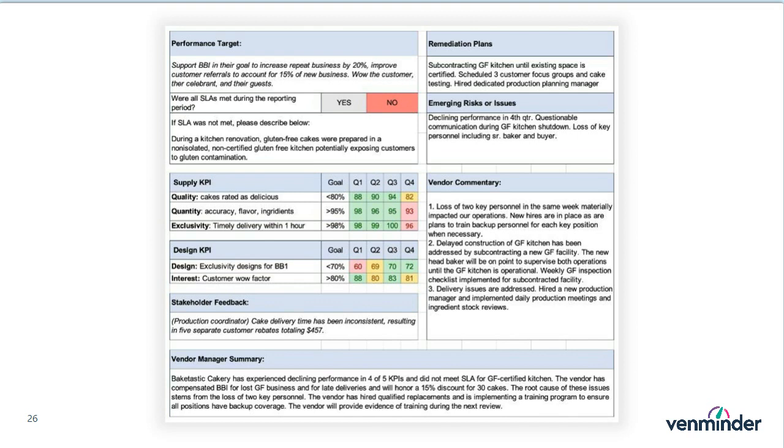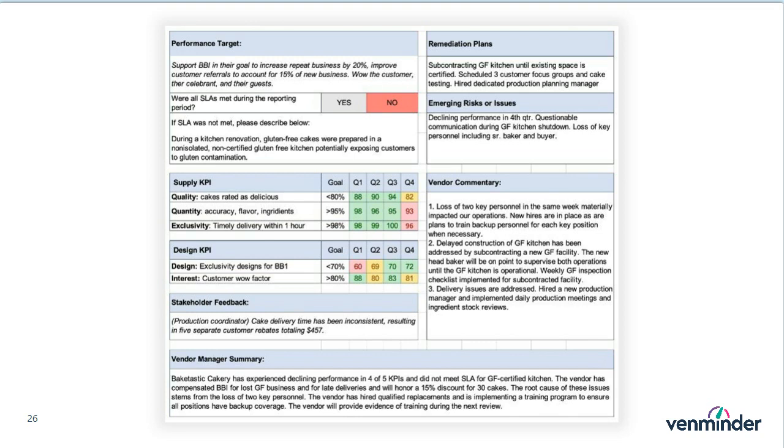is the customer delight or the wow factor. And this has been pretty unpredictable and seems to be on the decline. Below that, we have some stakeholder feedback from our production coordinator letting us know that because of these missed deliveries, we had to issue rebates to customers, and we can guess that those missed deliveries are probably lowering the scores for customer delight also. So let's look at some of the remediation plans that they have around those particular issues.